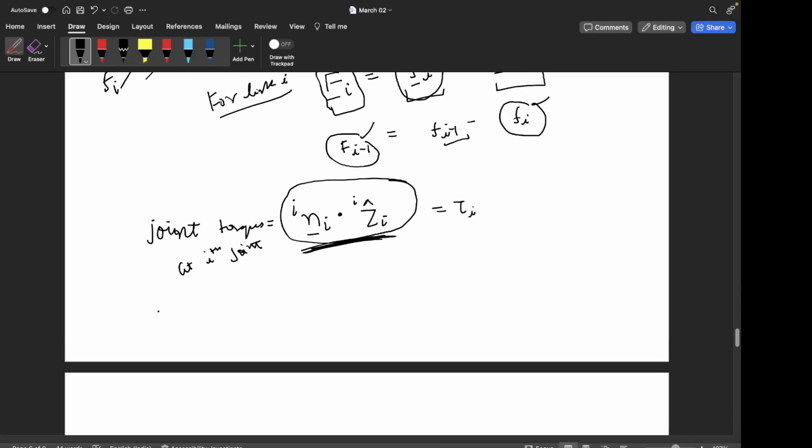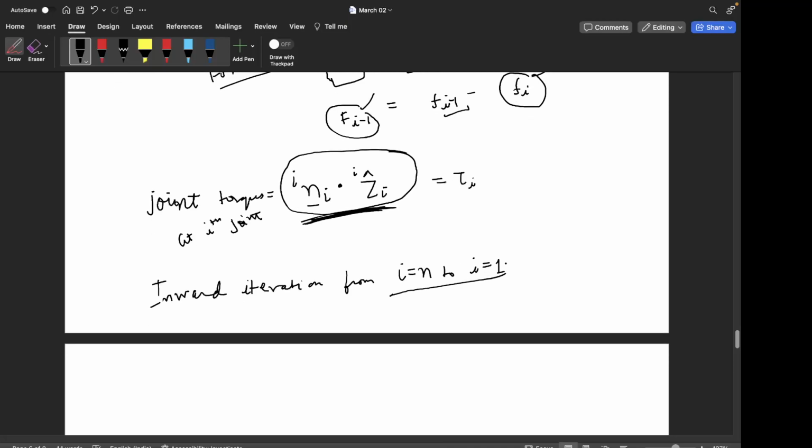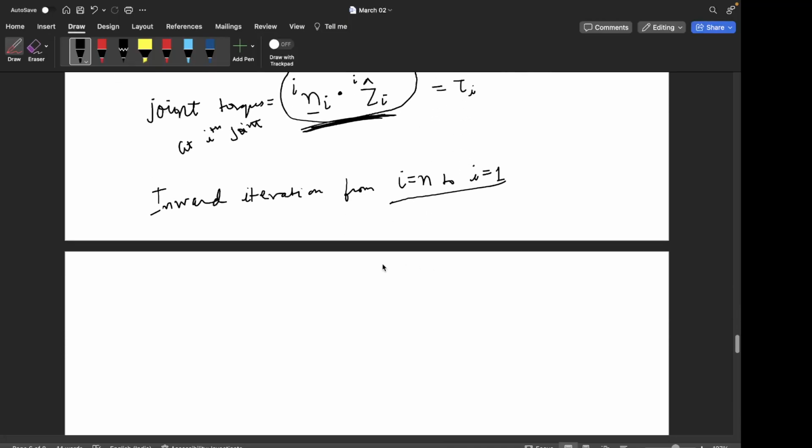So inward iteration is being used here from i equal to n to i equal to 1. Okay, and you will get each joint torque.